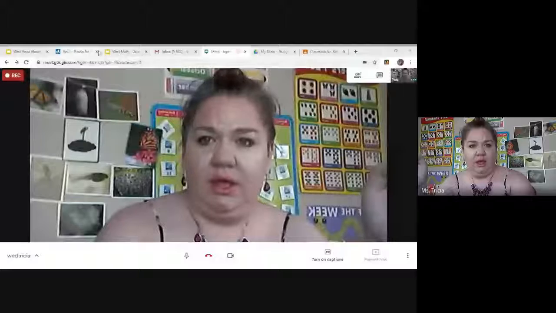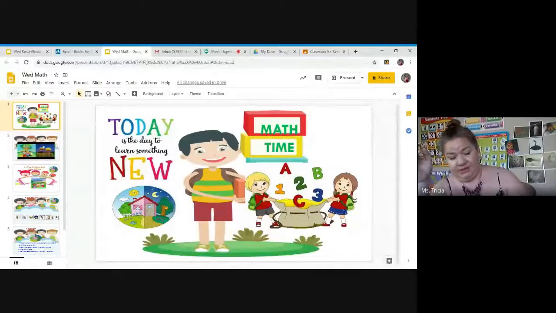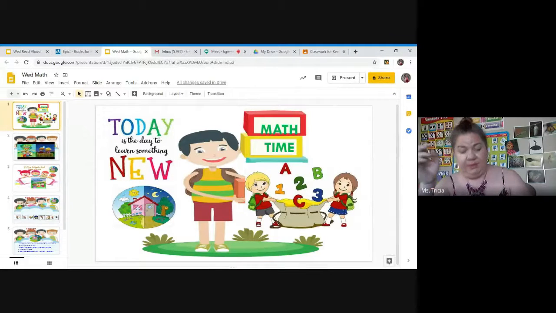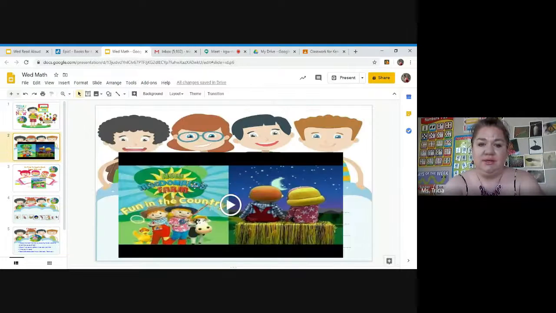For our math lesson, this week we're learning about patterns. Yesterday we learned about patterns in spring, and today we're going to be learning about patterns that the sun makes. The sun makes the pattern of day, night, day, night. And when it's daytime, we have certain things that we do during the day, and when it's nighttime, we have certain things that we do at night.